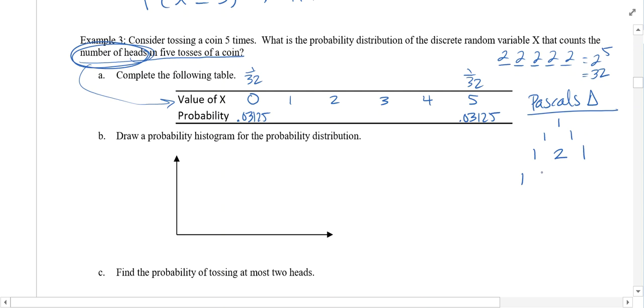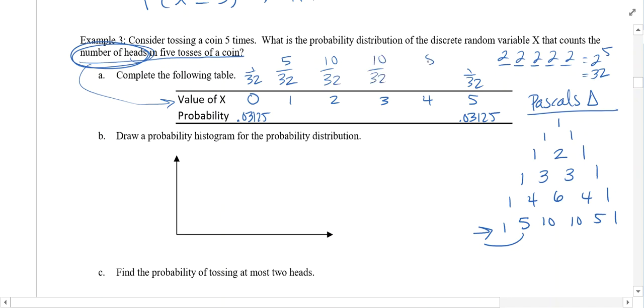We're going to do this again. These would be 3, 3, 1. And we're going to keep going until we get to the 5th row, because we're tossing a coin 5 times. Do you see that this is the number of heads that we got? 0 heads was one way, and 5 heads was one way. This one is the number of ways that we can have one head. If we wrote all these out, it would be 5 out of 32. The next one would be 10 out of 32, 10 out of 32, and 5 out of 32.